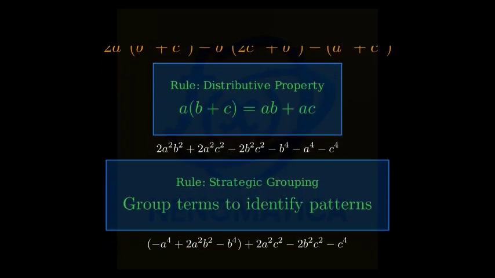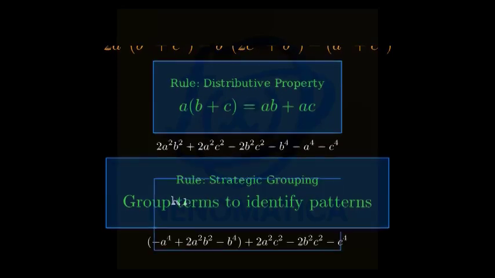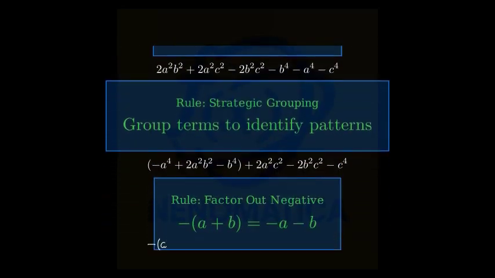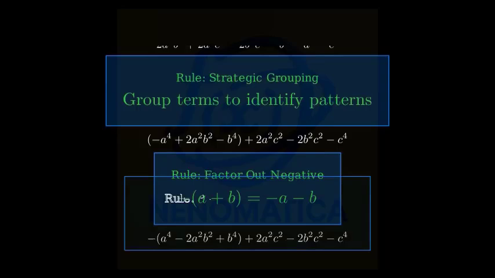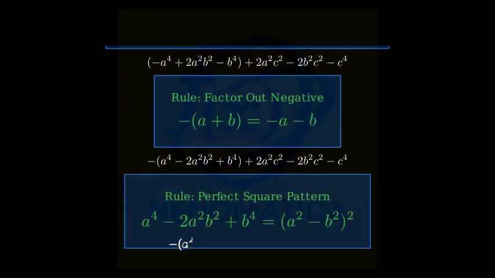For the third step, we'll factor out a negative sign from the first group. This will help us identify a perfect square trinomial pattern. In the fourth step, we recognize that a to the fourth minus 2a squared b squared plus b to the fourth is actually a perfect square. It equals the quantity a squared minus b squared, all squared.